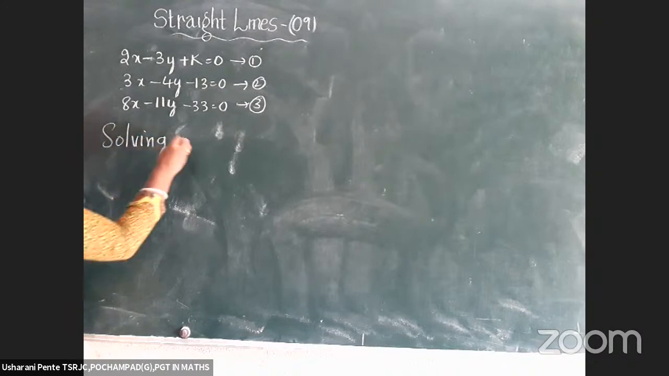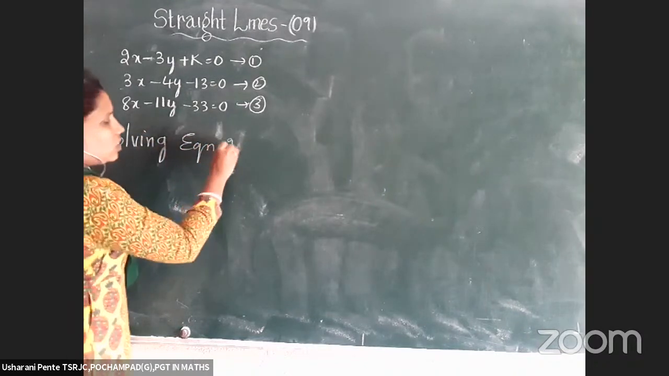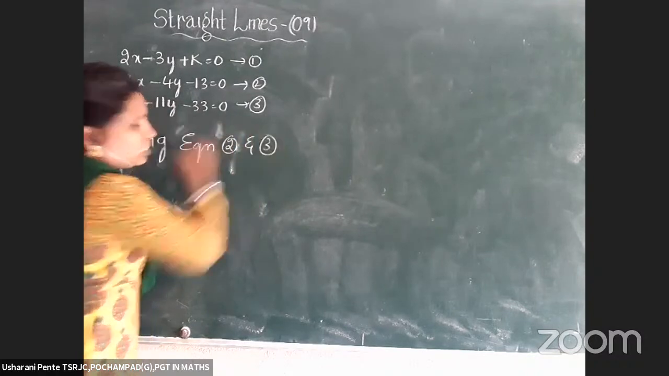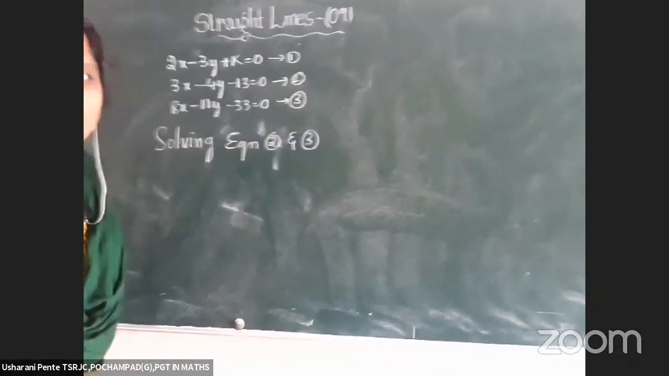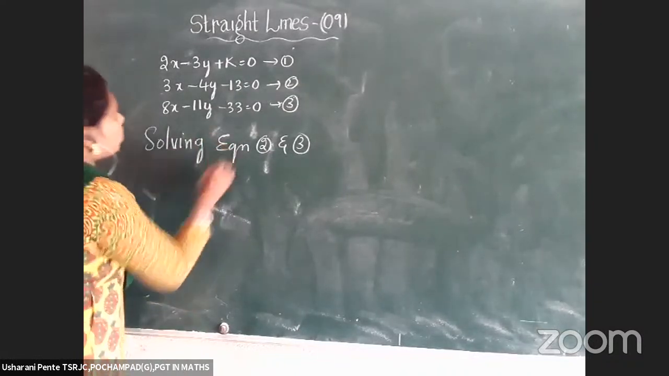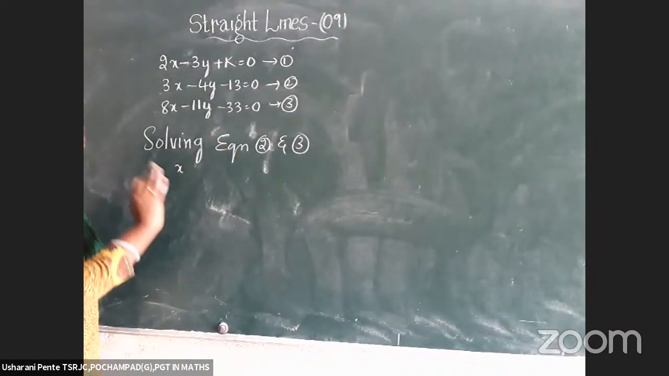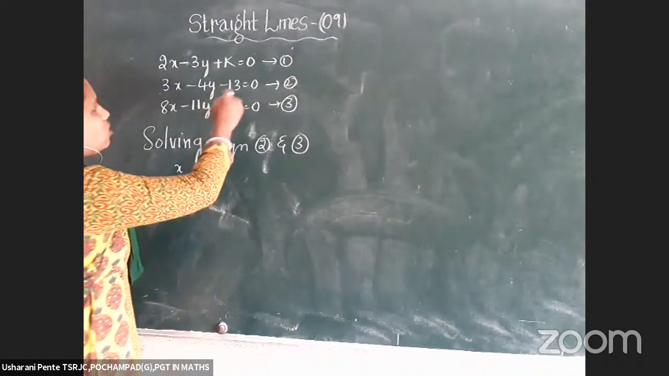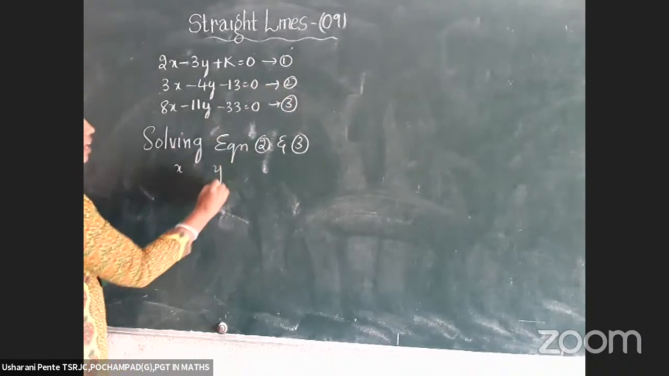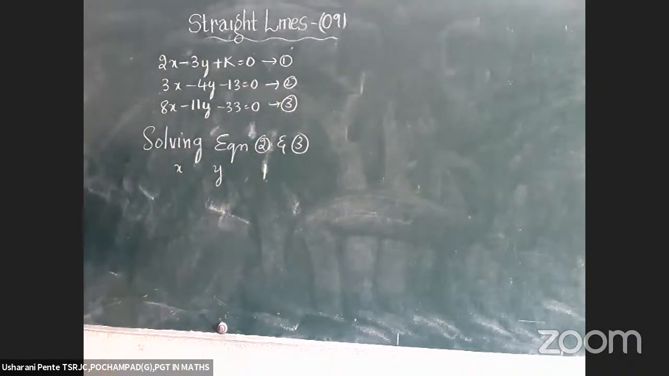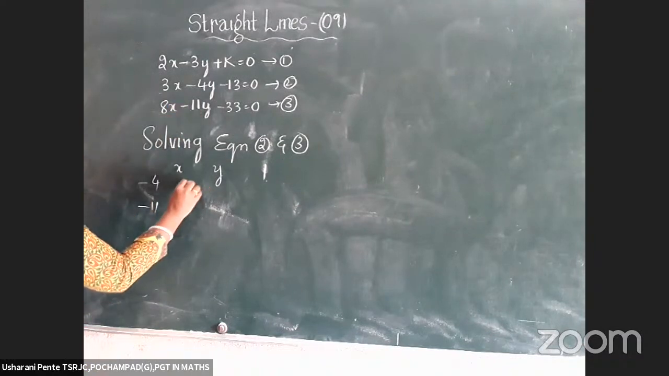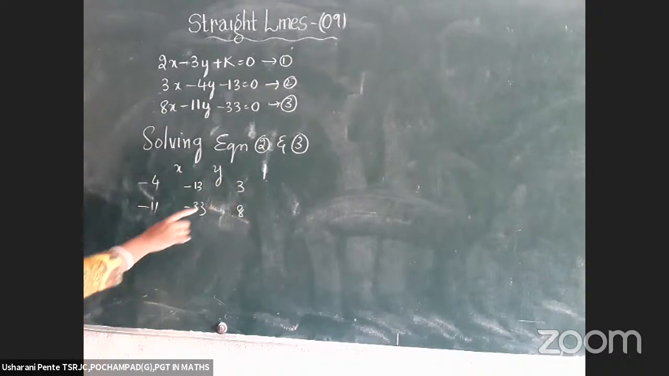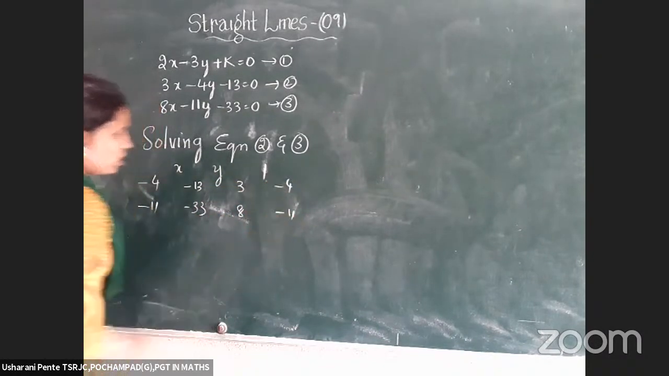So, solving equations 2 and 3. What will I get? X by the rule of cross multiplication. By the rule of cross multiplication, we are solving these two equations, that is x, y and 1, to get the value of x, y. So take first the coefficients of y, then c, then a, then b again.